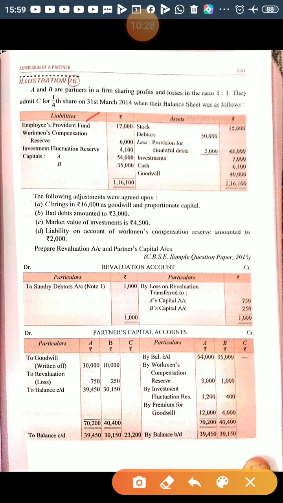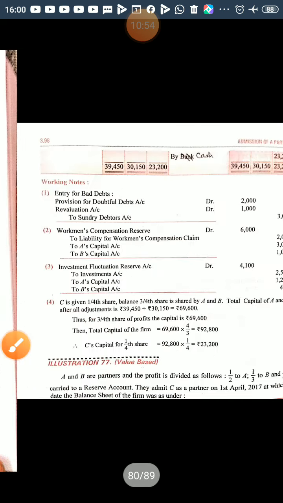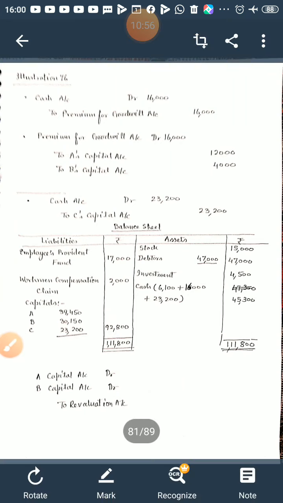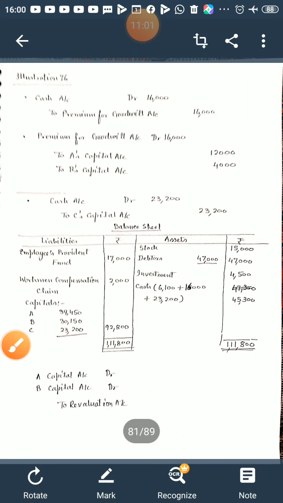So employees provident fund, we know that employees provident fund is a liability for the business. They are not surplus reserves for the business, so they are treated as a normal liability. No adjustment related to employees provident fund is given in the question. So employees provident fund rupees 17,000 will be shown in the balance sheet as it is. This I have shown here in the new balance sheet of the firm.